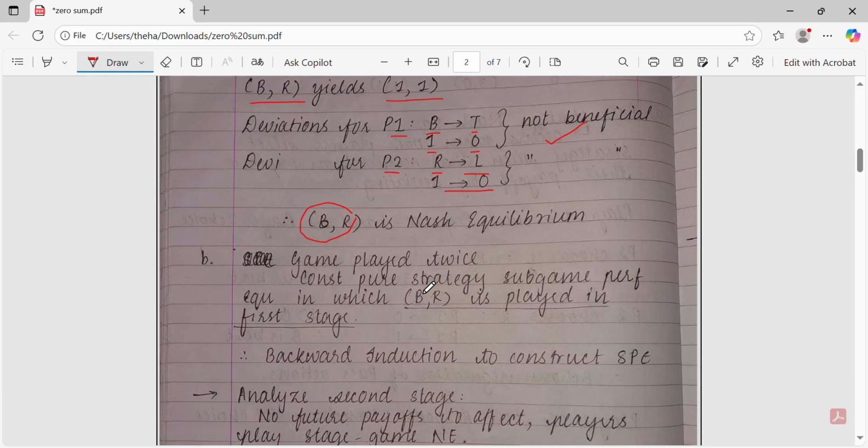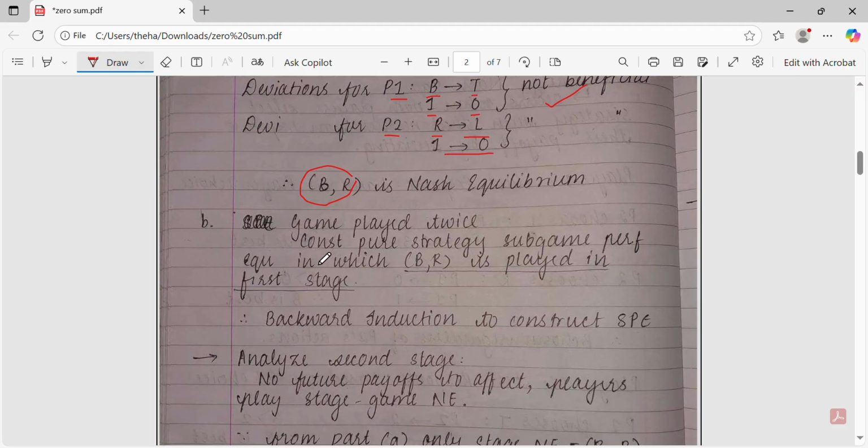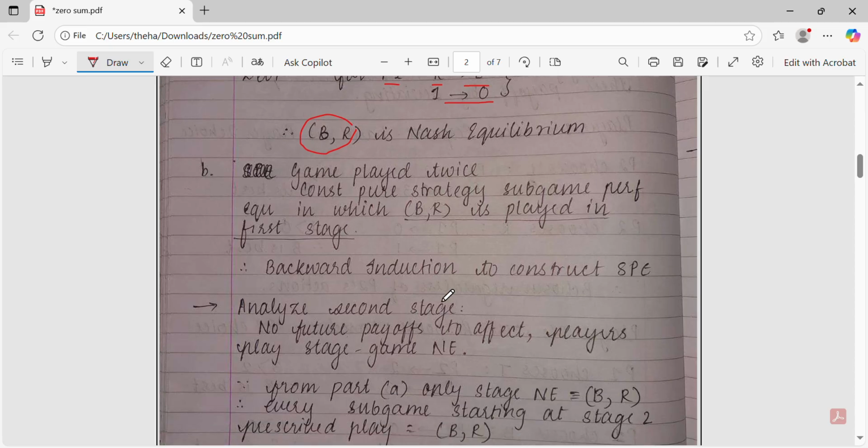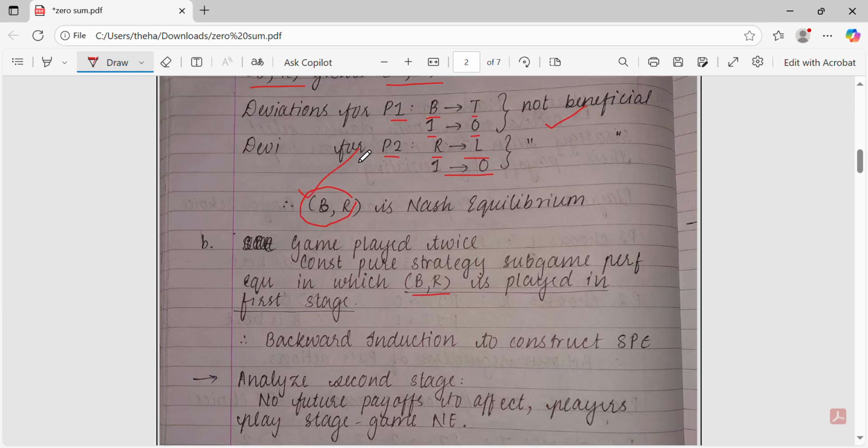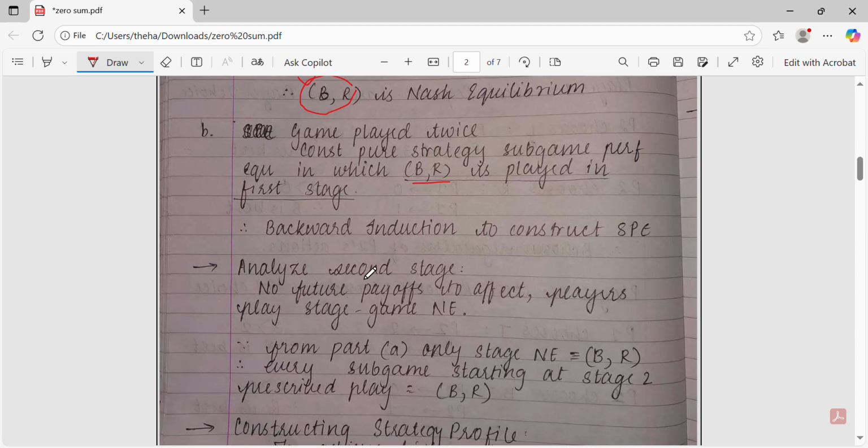Now in this question, it is specified that the game is played twice. That means it has 2 rounds. Now we have to find the pure strategy subgame perfect equilibrium in which BR is played in the first stage. So BR is played in the first stage. We have fulfilled that. Next, what do we do?